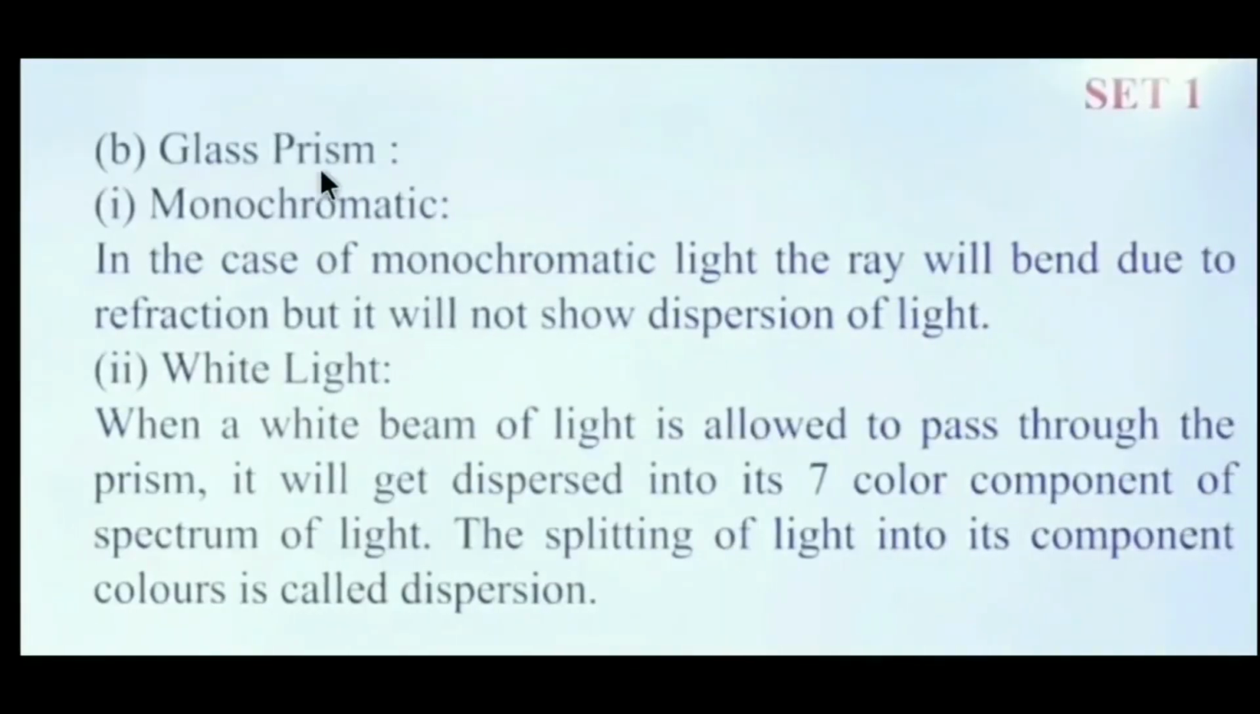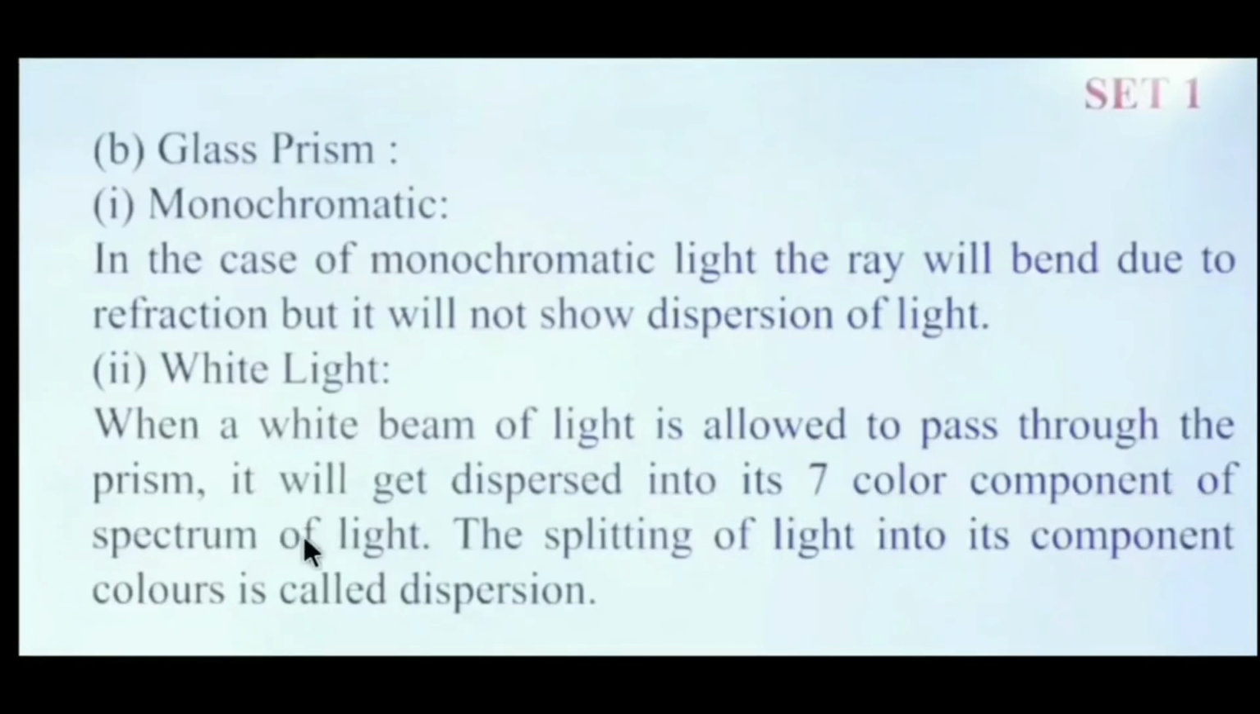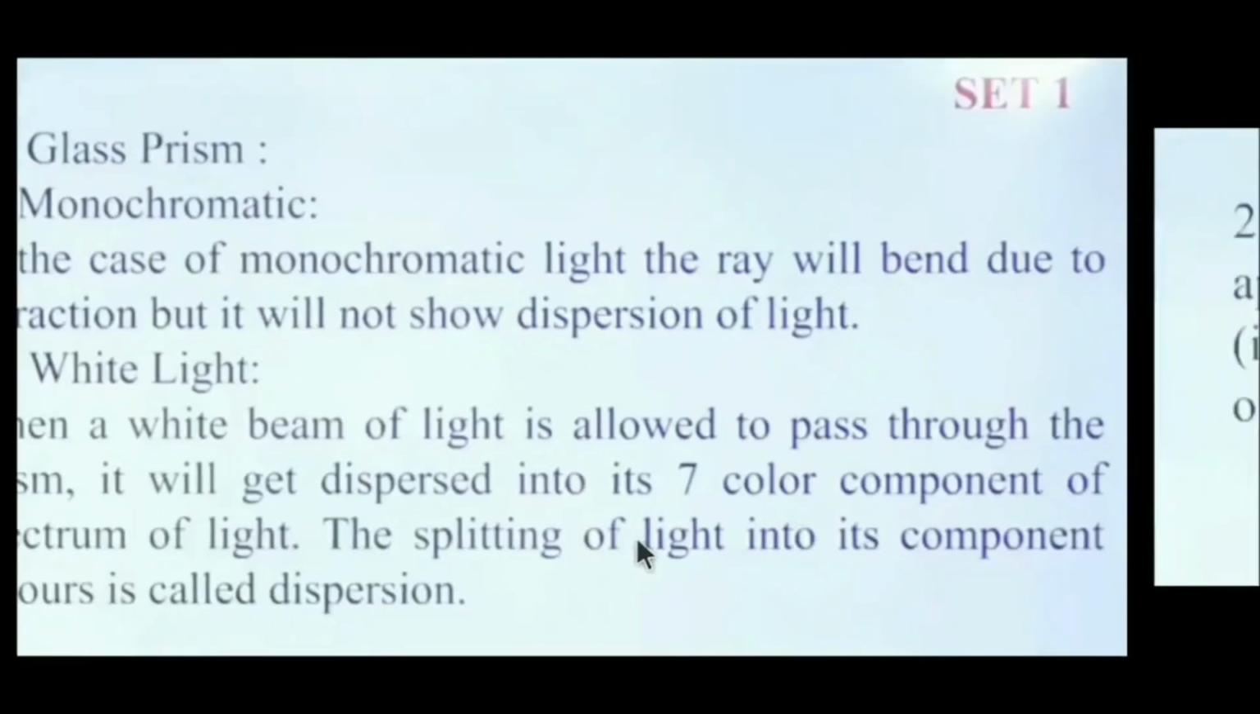And B1 is the glass prism, monochromatic. In the case of monochromatic light, the ray will bend due to refraction, but it will not show dispersion of light. And second one is white light. When a white beam of light is allowed to pass through the prism, it will get dispersed into its seven color components of the spectrum of light. The splitting of light into its component colors is called dispersion.